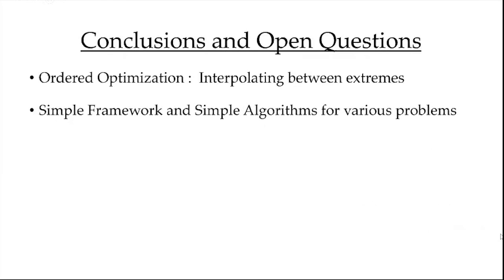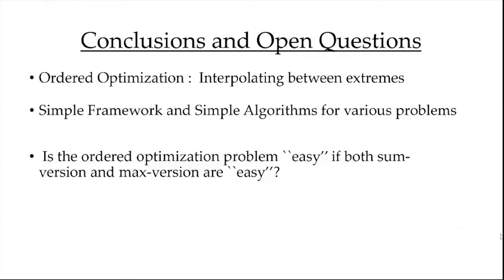We looked at this ordered optimization problem and saw a simple framework. And again, I'll reiterate that the problem that I would like to have solved, I don't know, is that if the min-sum version and the min-max version were easy, I could solve this. It seems that the framework exists and there should be some way. It's not a pipe dream. I think this can be said. So that's maybe the open question.